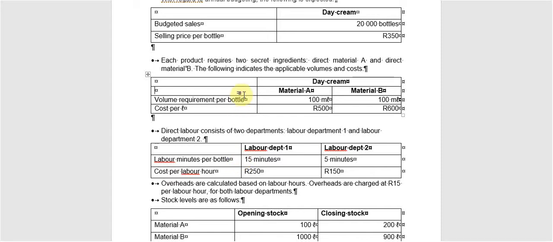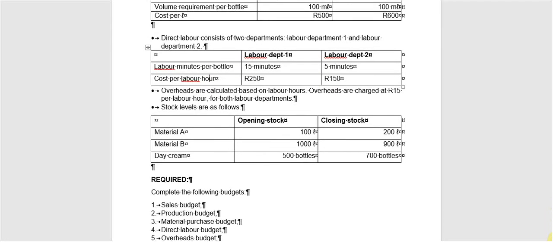Because in the materials, the requirements are given in milliliters, but the price is given in liters, which means that we will need to convert everything to liters. Then we also have labor minutes, and the cost per labor hour. So again, we will have to convert to the biggest measurement, which is hours, in order for us to be able to complete this budget. Then overheads are calculated based on labor hours. The overheads are charged at 15 Rand per labor hour for both labor departments.